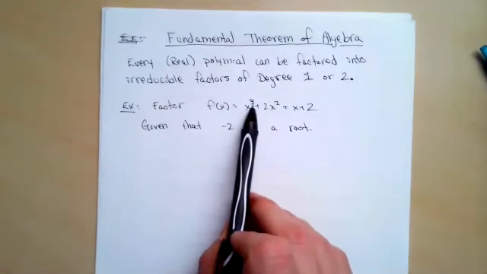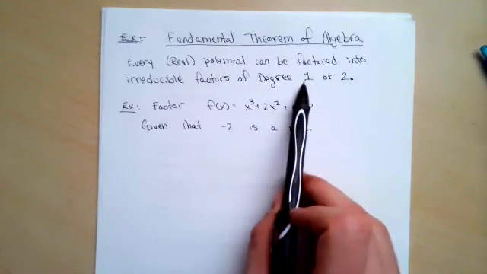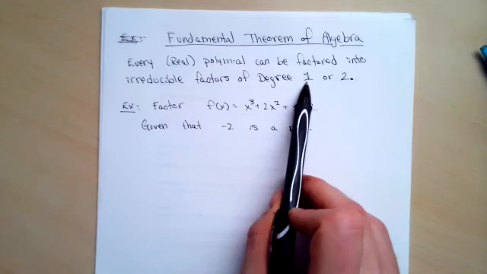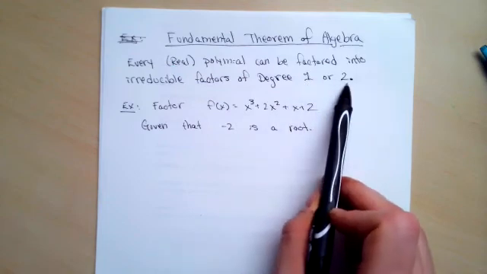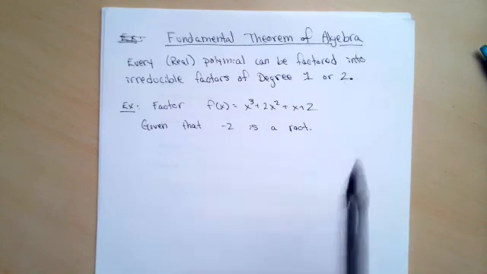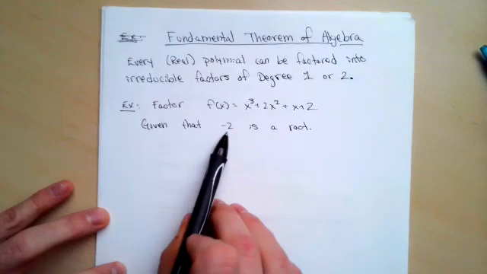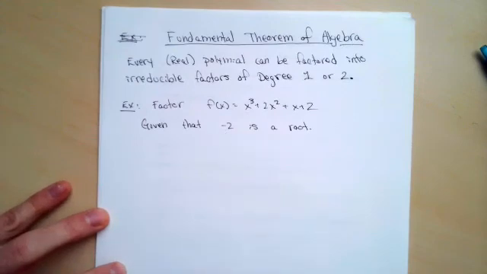Because it's a degree 3, that means I have to either be able to factor it into 3 factors of degree 1, or a factor of degree 1 and an irreducible factor of degree 2. So let's try to find one, and they give us one. They tell us, okay, we'll give you one of the roots, -2.